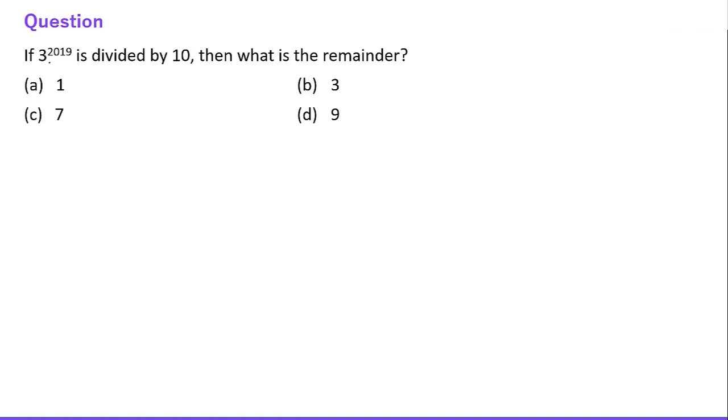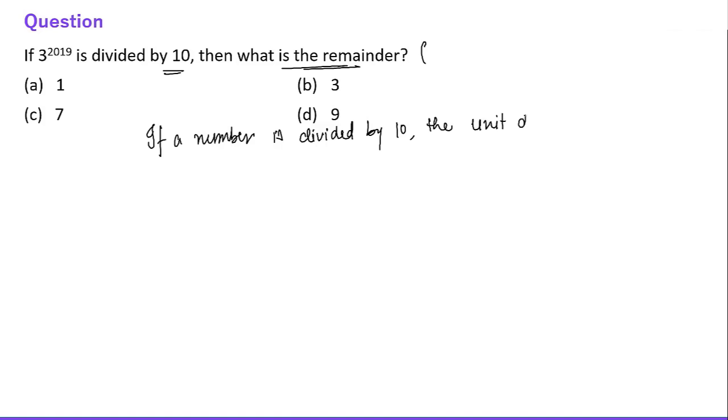Next question is saying, if 3 raised to the power 2019 is divided by 10, then what is the remainder? See everyone, if a number is divided by 10, then what is the remainder? The remainder will be the unit digit. If a number is divided by 10, then the unit digit is the remainder.